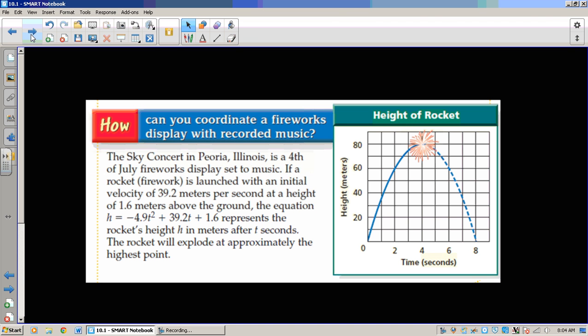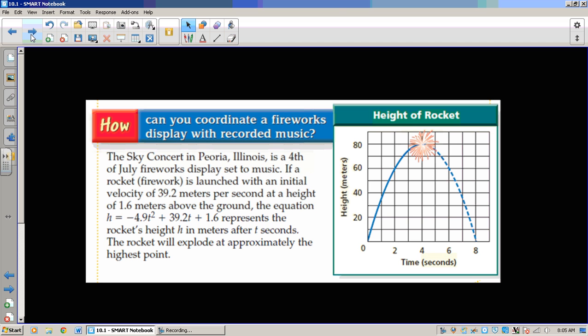All right. So, again, this is taken directly from your book, and the Sky concert in Peoria, Illinois. All right. I know what song they probably play at that Sky concert. What do you think they play? Baby on fire. Whatever. I make a fool out of myself today.